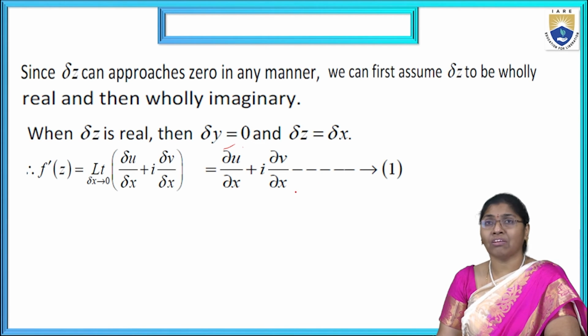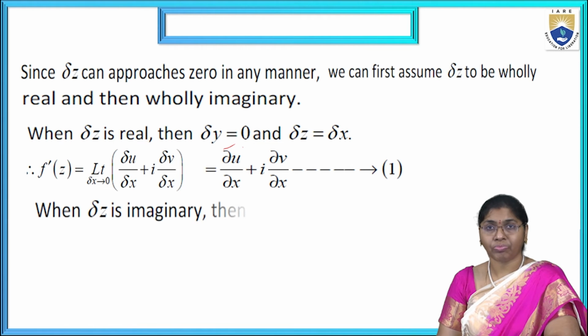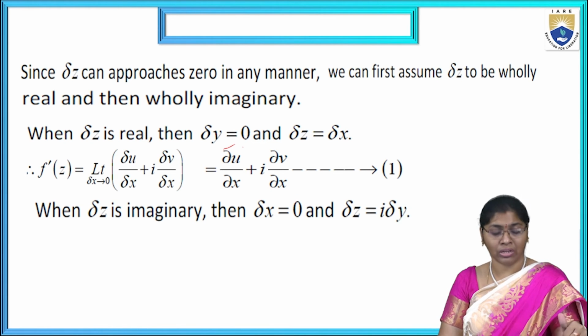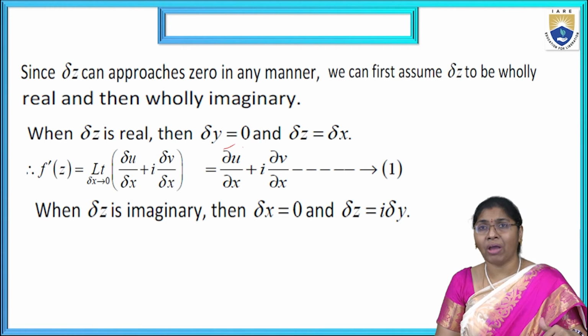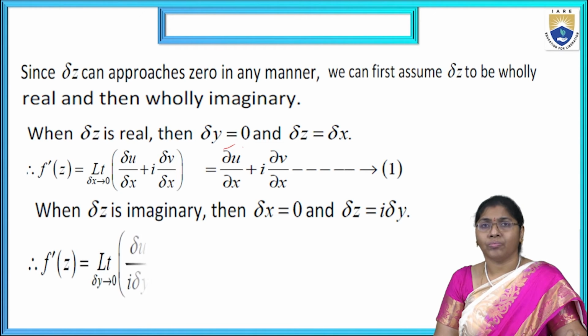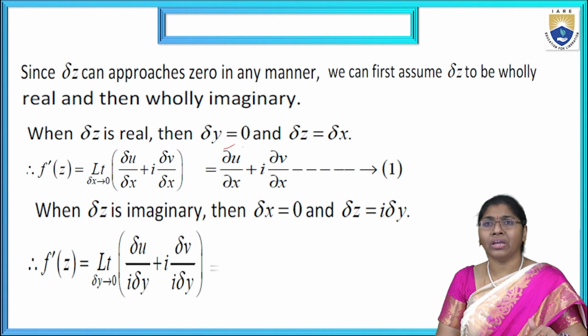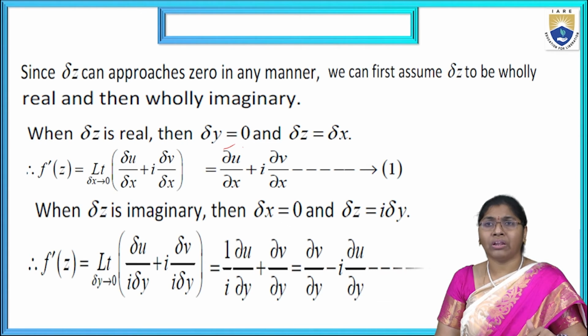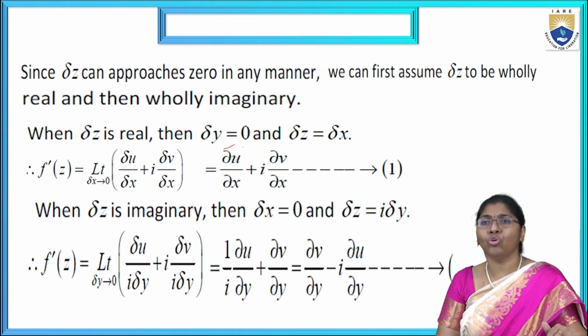Similarly, we apply the sufficient condition and get another one. That is the imaginary part, as explained earlier. When delta z is imaginary, then delta x equal to 0 and delta z equal to i delta y. Now we get the final solution: dou v by dou y minus i into dou u by dou y.